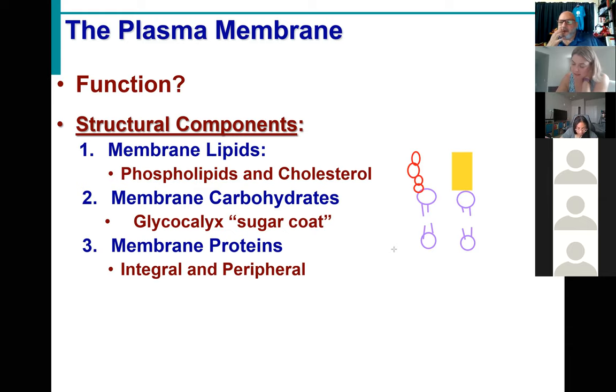And when we talk about membrane proteins, they can come in a couple different flavors. They can be integral or they can be peripheral. An integral membrane protein is a membrane protein that is embedded within the phospholipid bilayer. So notice in this case, this particular protein that I have just drawn is located within one layer of our phospholipid bilayer. So it would be a part of it.